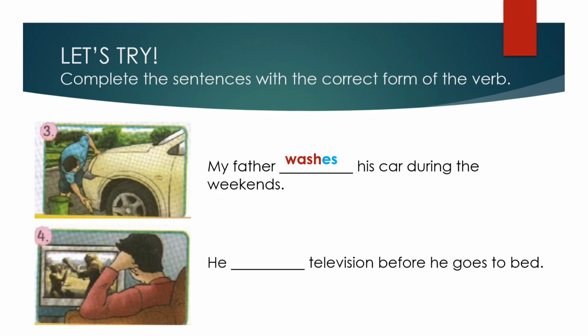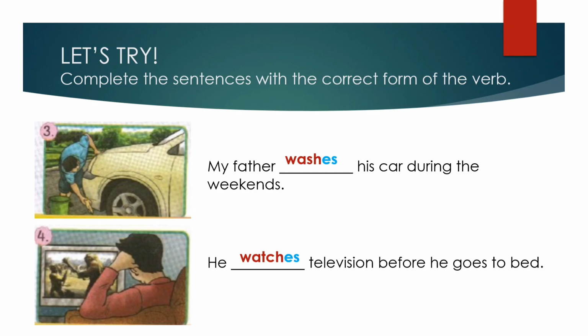Alright, so number 4, he watches television before he goes to bed. He is only one person here. Okay, now what happened to the verb? Yes, we have to add s, es, or ies. So what's the answer? Good job. The answer is watches. Do you still remember, for the verb that ends with ch, we need to add es. So watch becomes watches.